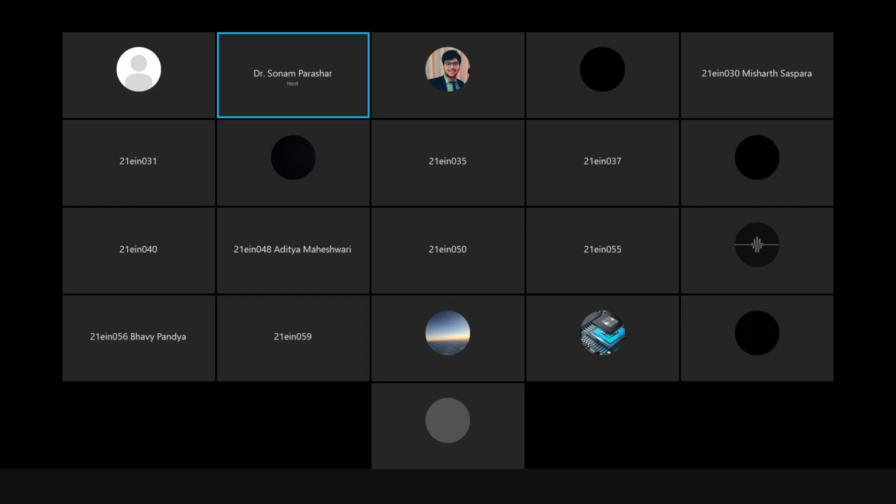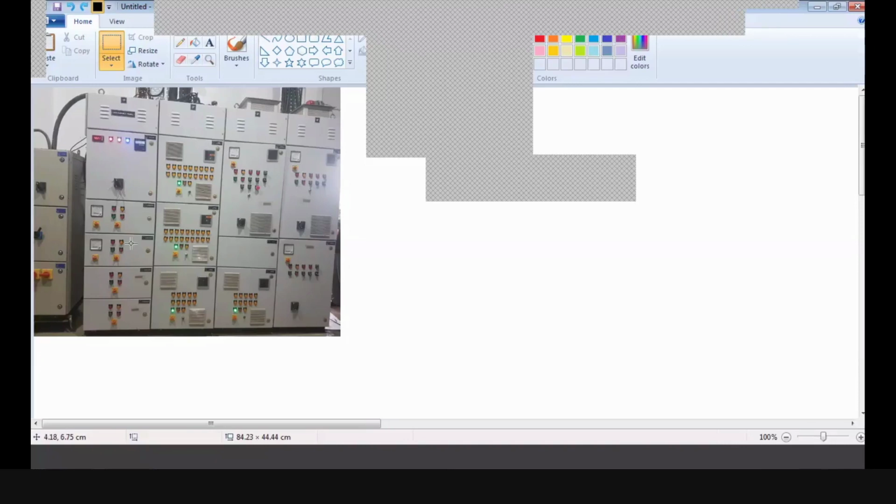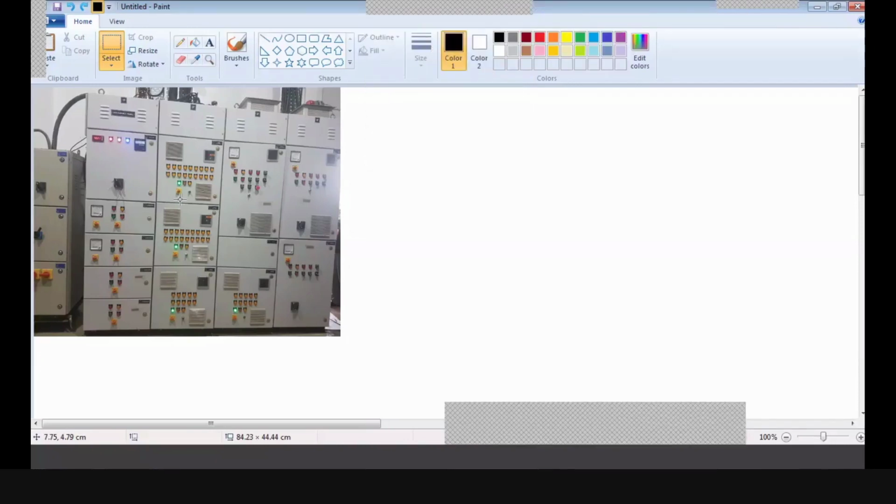Okay, so you can see, students, these are the control panels here. These boxes you can see, these are the control panels. On the control panel you can see the indicators are there, push buttons are there, the voltmeters and ammeters are there. They are measuring and indicating everything. And the box in which all the components are fixed is known as the enclosure, right?